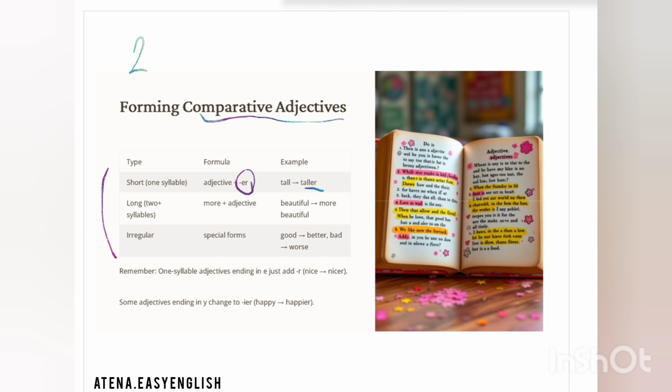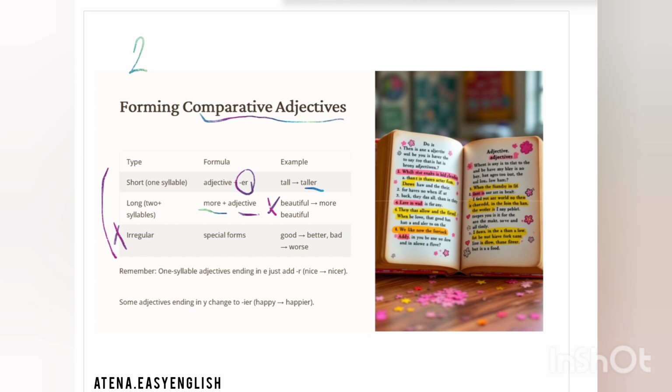The next one, long, 2 plus syllables. When your adjective is long, 2 syllables or more, we add more plus the adjective. For example, beautiful, more beautiful, intelligent, more intelligent. So if you say beautifuler or intelligenter, it's not correct at all. So when your adjective is short, you add ER, and when your adjective is long, you use more before it, and you don't change the adjective, okay?